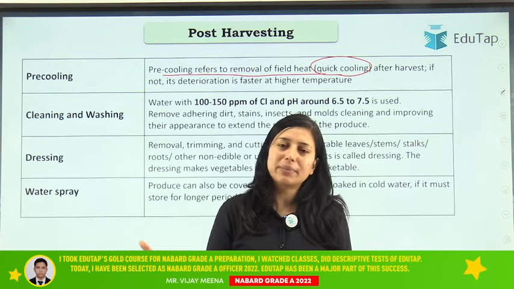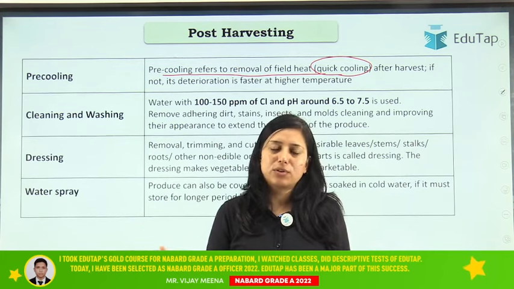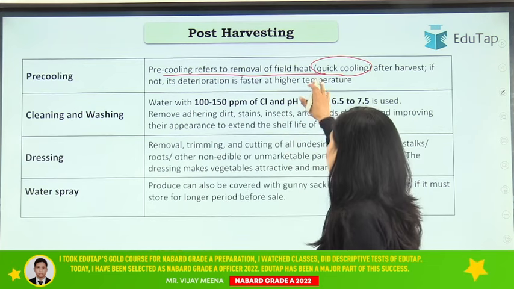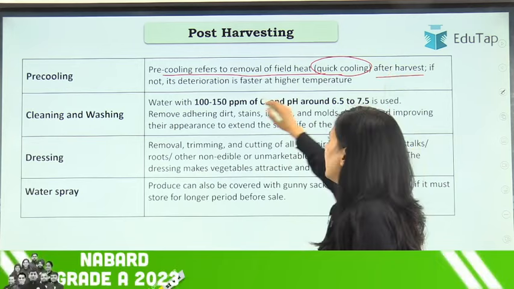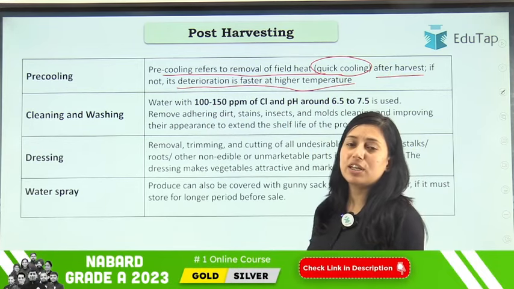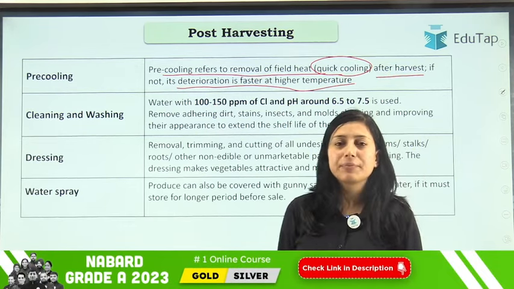Because if the temperature is higher, the quality of that produce can get affected. So we cool it down after harvest. If not, its deterioration is faster at higher temperature. As I was telling you, if the temperature remains high, it will deteriorate faster.